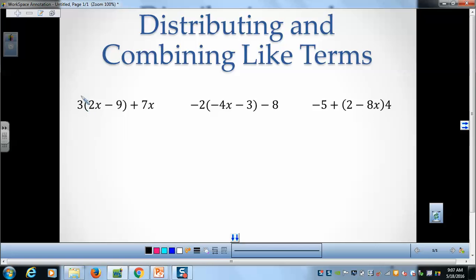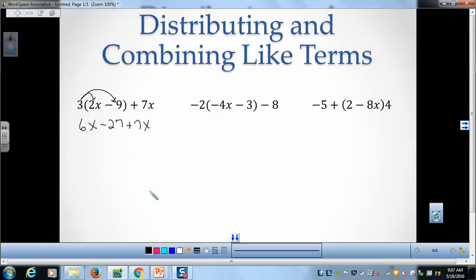So just like we did last time, I'm going to do 3 times the first component and then 3 times the second component within our parentheses. So 3 times 2x would be 6x, and then 3 times negative 9 would be a negative 27. Now with all the other stuff outside of the parentheses, we just want to drop that down to the next level, just like this.